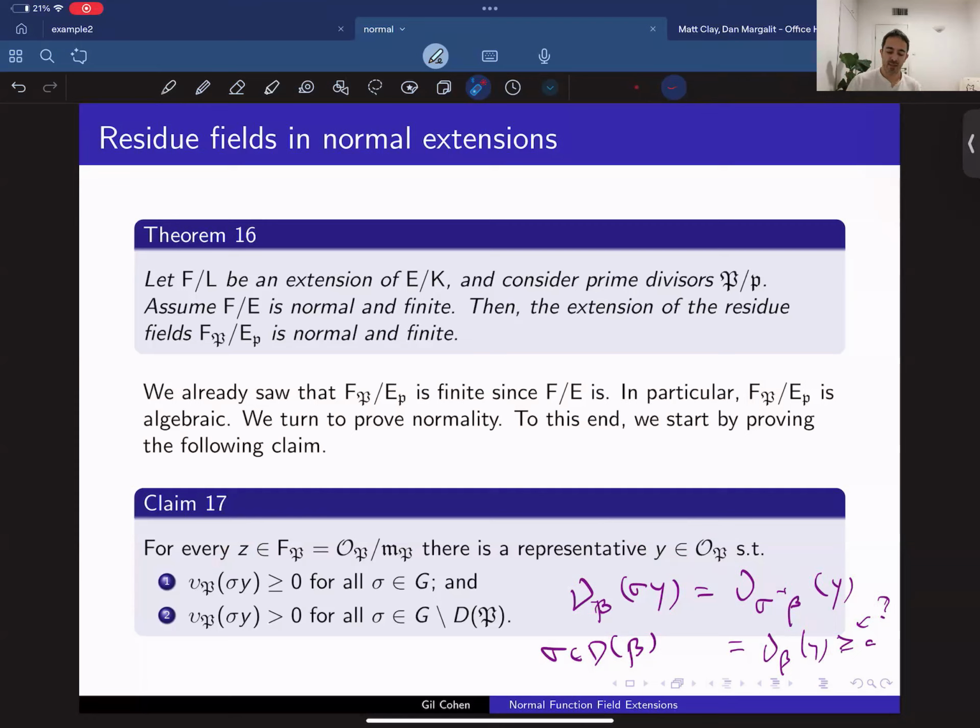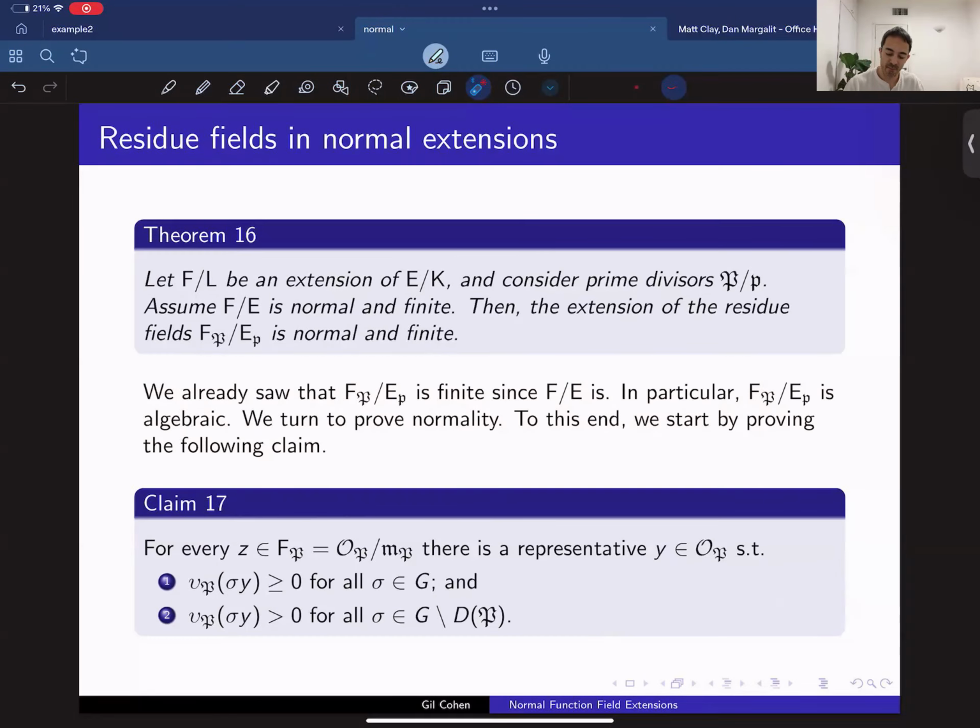But whenever sigma sends P to some other prime divisor, then there is hope, and that claim tells you that you can make sure that sigma y actually vanishes when you're not in the decomposition group D_P, okay? For those sigmas.